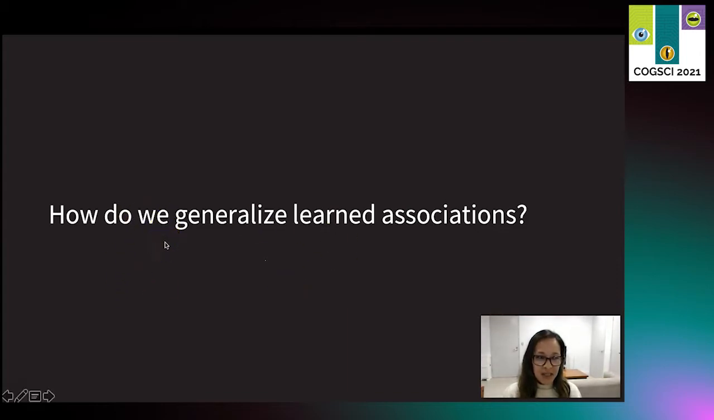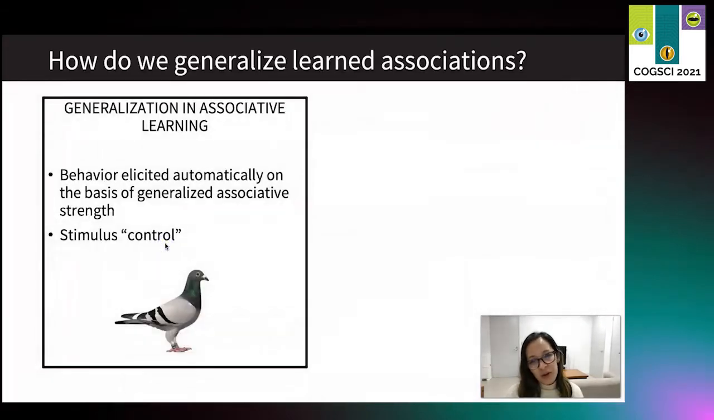I'm interested in this question of how do we generalize associations that we learn in the world? My research sits at the intersection of two quite different research traditions. The first is associative learning. In associative learning, generalization is conceived of as conditioned behavior that is elicited automatically on the basis of generalized associative strength. Here the idea is that stimuli come to control our behavior. So generalization behavior is very much stimulus driven.